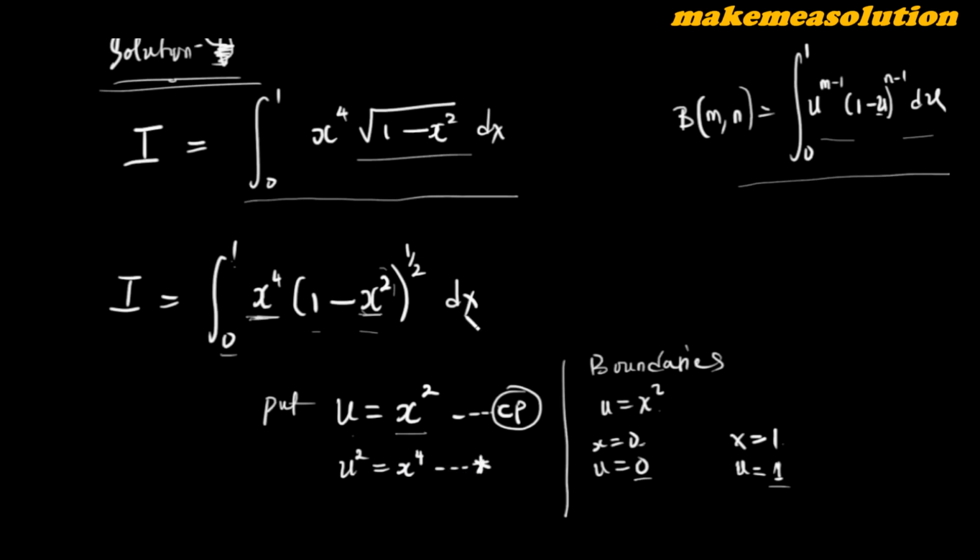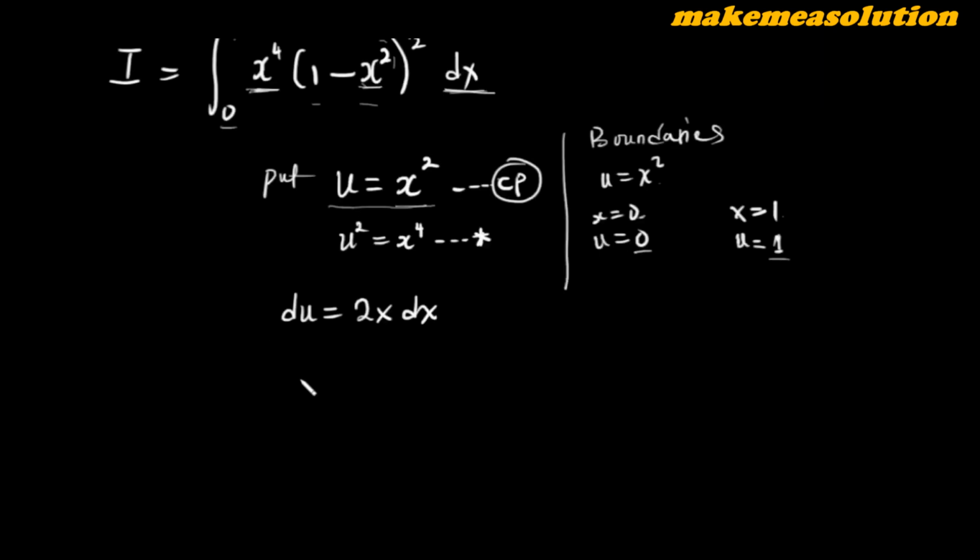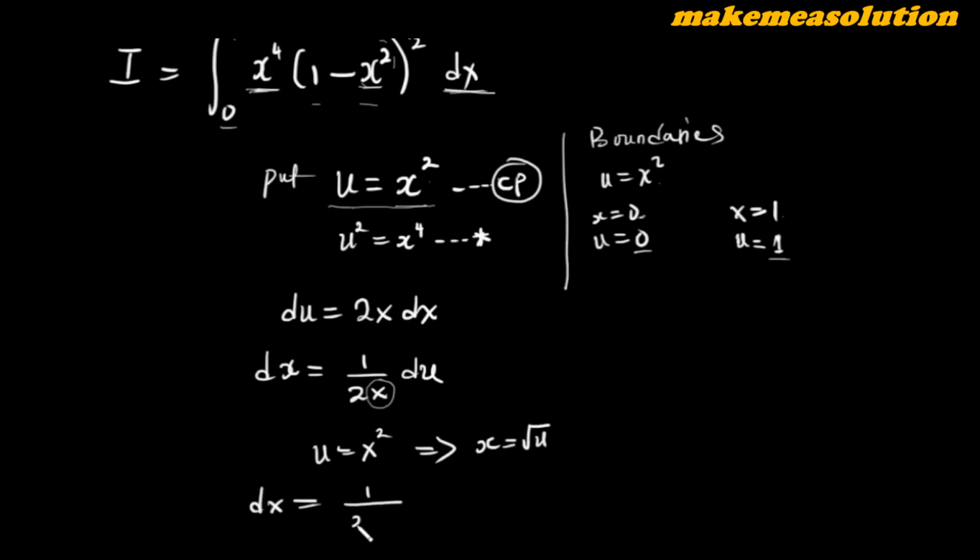So I also need to find a way to replace what? dx. I also need to find a way to replace dx. That is where we have to differentiate. When we differentiate, we'll have du is equal to 2x dx. Is that okay? So if you make dx the subject, dx is equal to 1 over 2x du. So we actually need to find a way to represent x in terms of u. Is that okay? From this particular checkpoint, given that u is equal to x squared, it implies that x is equal to the square root of u. So dx is 1 all over 2 root u.